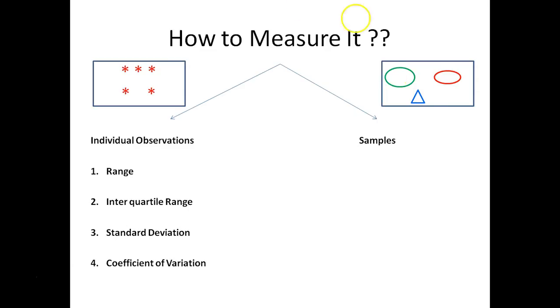Let's see the first case, in case of individual observations. The various tools available to us include range. I already talked about range. Say, the height of students studying in class 10th in an XYZ school. The range may be from 130 centimeters to 185 centimeters. So that is the range.